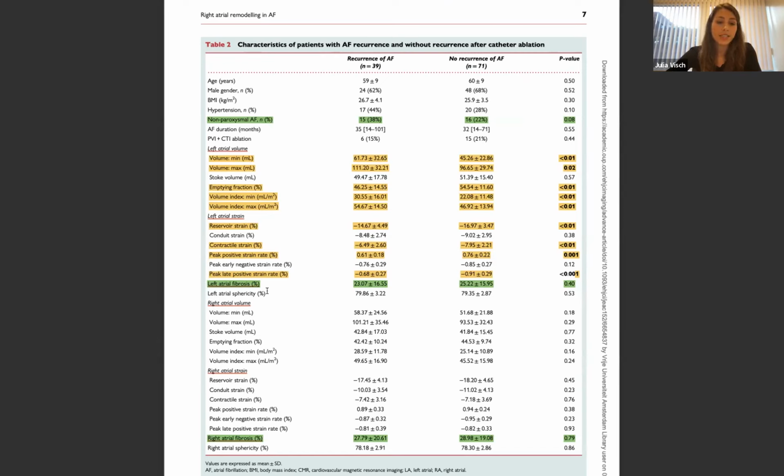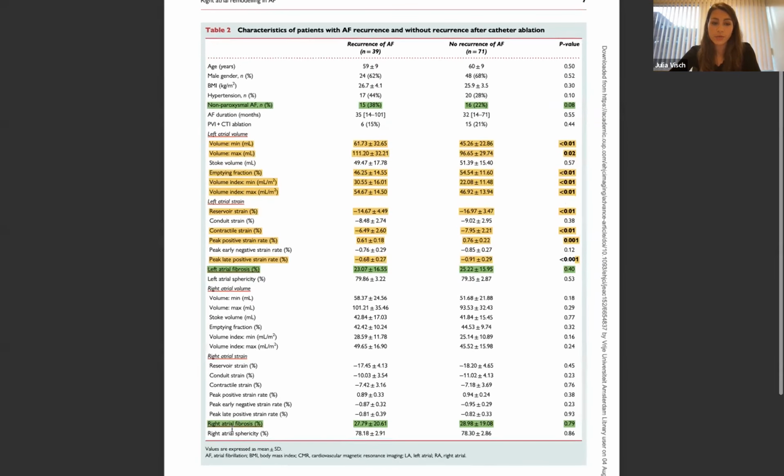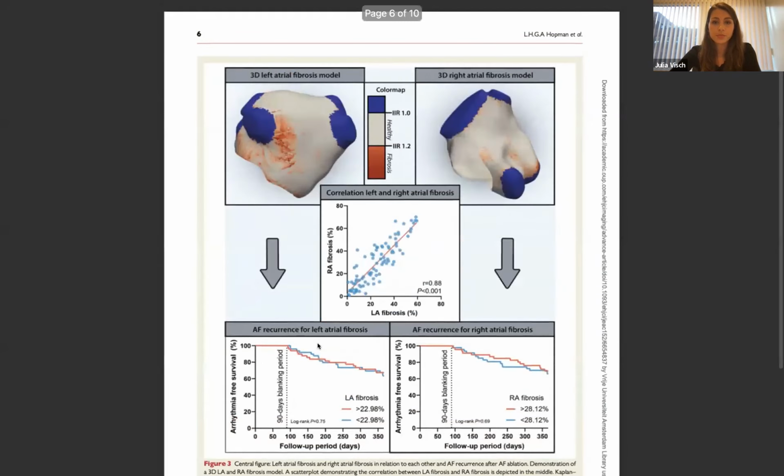Interestingly enough, we didn't find any significant differences in recurrence for left atrial fibrosis. So the higher the fibrosis, the higher the recurrence was. We did not find this relationship, and neither did we find this relationship for the right atrial fibrosis.